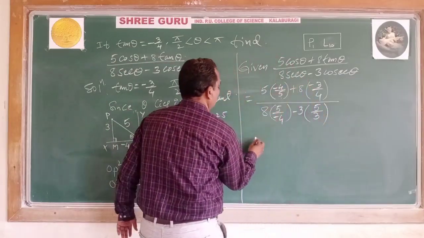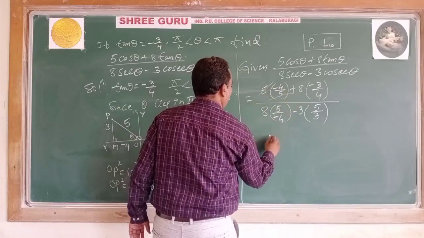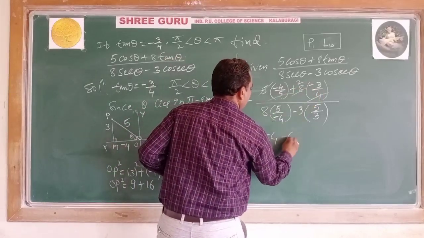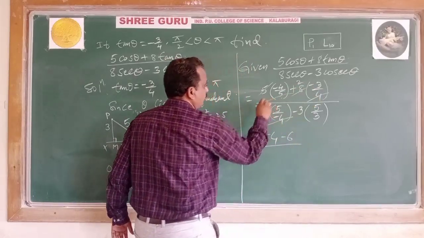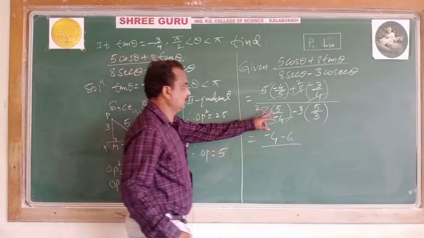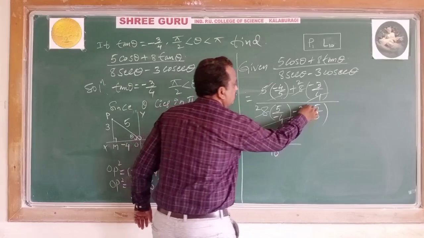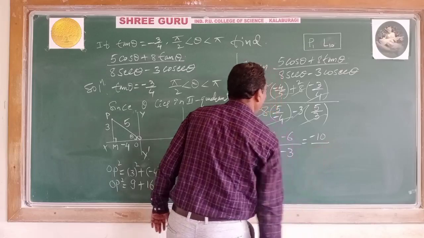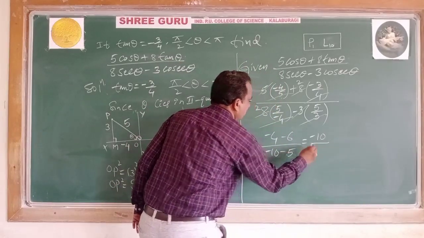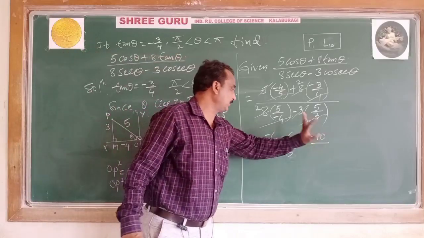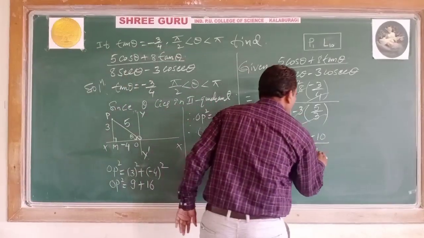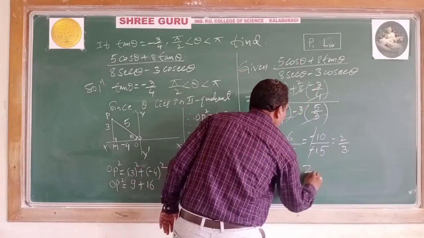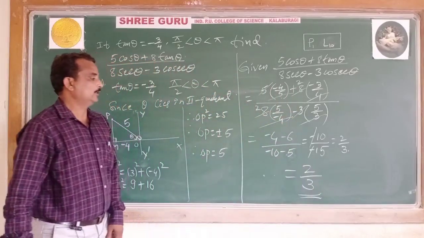Simplify, students. This 5 and 5 get cancelled. What remains is minus 4. The 4 and the 2 get cancelled here, so 2 into minus 3 is minus 6. Then 4 and 4 get cancelled, 4 into 2 is 8. Then minus 10 remains. The 3 gets cancelled, minus 5 remains. Minus 4 minus 6 is minus 10, and minus 10 minus 5 is minus 15, with the minus signs cancelled, giving 2 by 3. So what is the answer, students? 2 by 3.